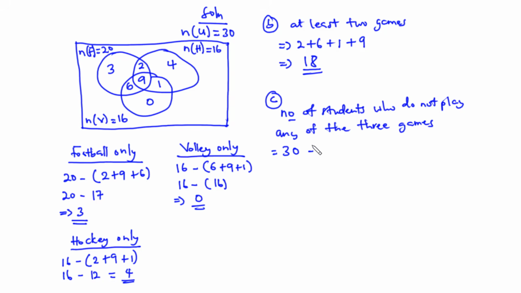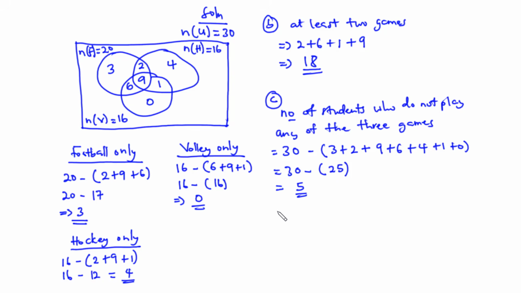minus, now we have 3 plus 2 plus 9 plus 6 plus 4 plus 1 plus 0. So 3 plus 2 is 5, 5 plus 9 is 14, 14 plus 6 is 20, 20 plus 4 is 24, and then 24 plus 1 is 25. So this is the number of students who do not play any of the 3 games.